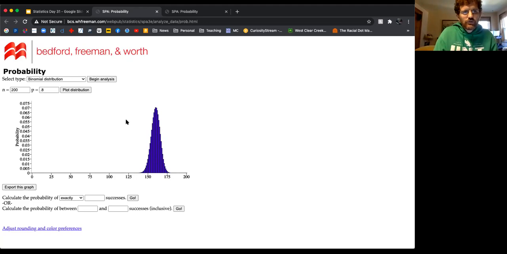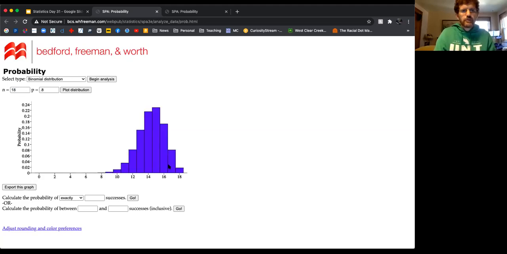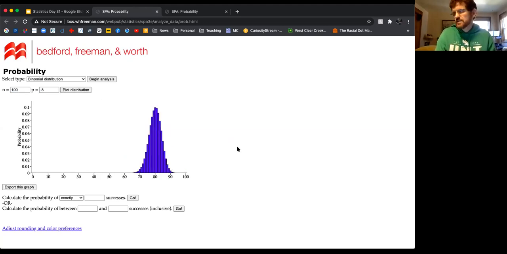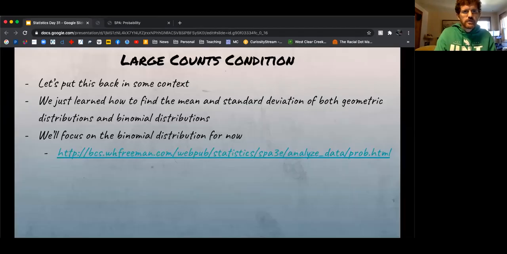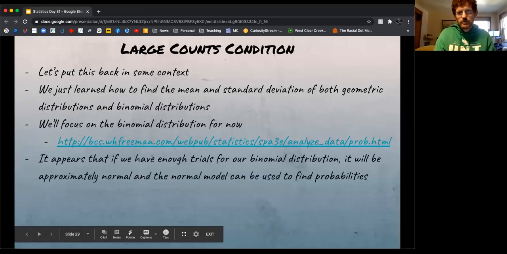Okay, now the question is, where do we draw that line? Where do we decide, oh, this is normal enough, but maybe that one's not normal enough, but this one is? All right, so that's kind of the question we're asking here with the large counts condition. So we do have an actual way of determining when it's appropriate to use the normal model.